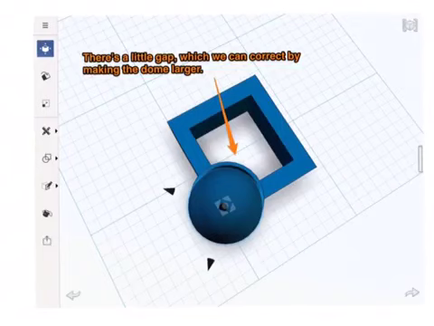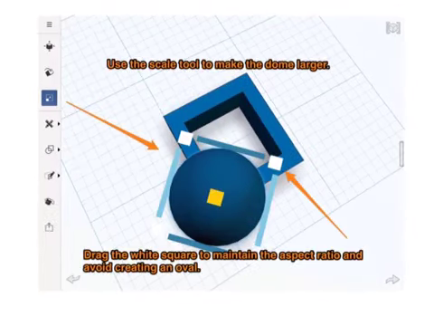The easiest way to do it, though, is to make it larger. And I kind of want a lip around the edge of it anyway. So I'm going to go ahead and use the scale tool to make the dome a little bit larger. The dome is in the approximate position of where I want it to be.